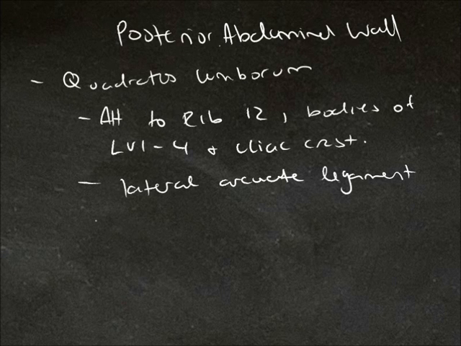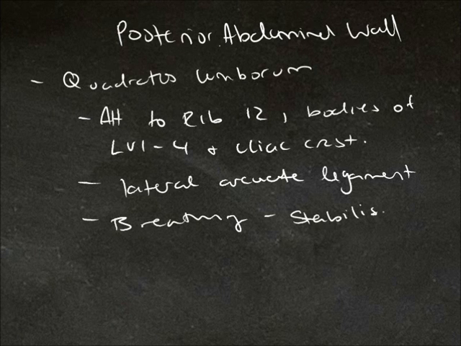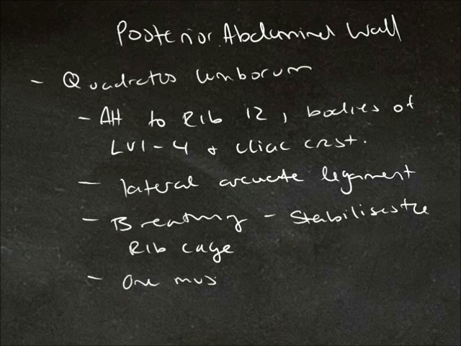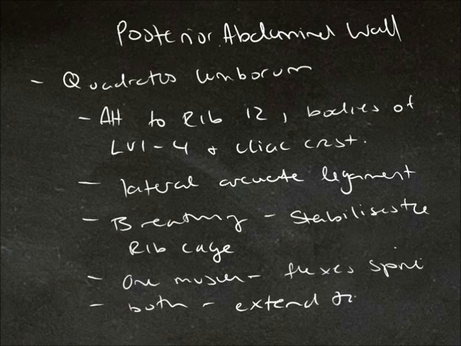And it does a number of things. For breathing, it stabilizes the rib cage. When one muscle is acting by itself, it flexes the spine. And when they both act together, they extend the lower back.